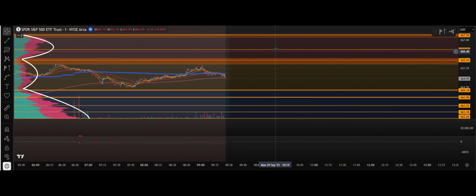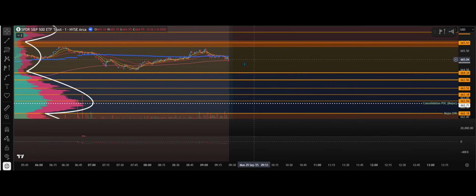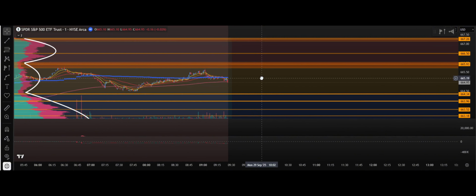The colors, like this one is red, this one's yellow, this one's blue, that's just a different volume space that's separated by these low volume nodes. And then we also have a couple low volume nodes that are in between the actual large peaks. I put those out for you there. Just wanted to let you know what those were.